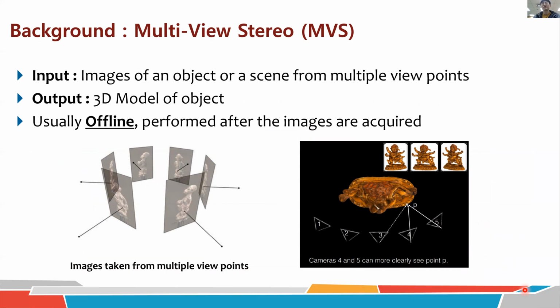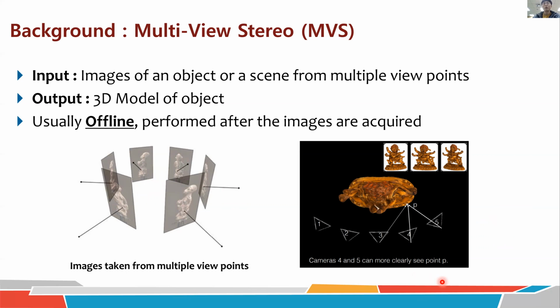Before discussing the details of the paper, let's cover some basics. First, multi-view stereo. So what is multi-view stereo? Well, multi-view stereo is a basis of 3D model construction. It is a general method that takes images of an object or a scene from multiple viewpoints, as you can see right here, to produce a 3D model of an object. The images from multiple views are needed for calculating the depth of an object.